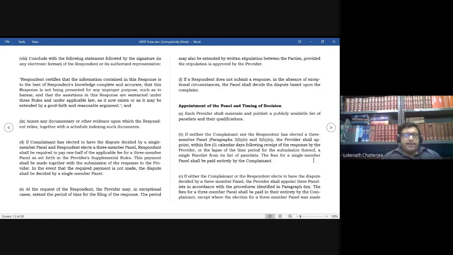Now D is interesting, in case the complainant says that, well, I will go by a single member panel, but the respondent, against whom the complaint is made, says that I need a 3-member panel. They'll have to deposit one half of the total fees of the panel. Else it will be a single member panel.